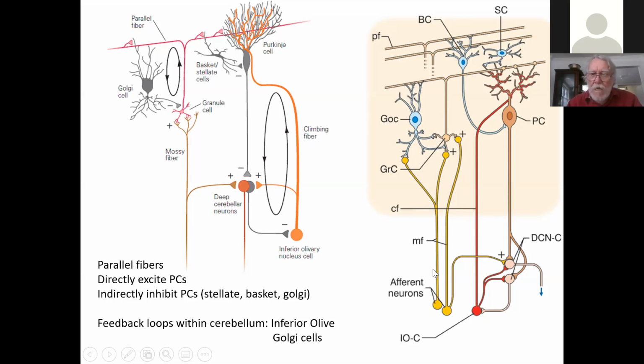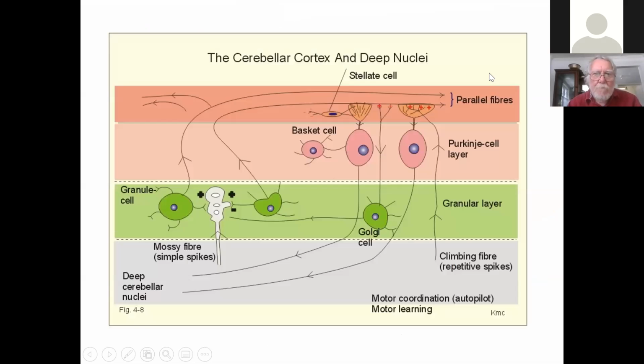So here you basically see the afferent neurons of the climbing fiber and the Mossy fibers working, and here you can see climbing fibers coming up to the dendrites of the Purkinje cells.